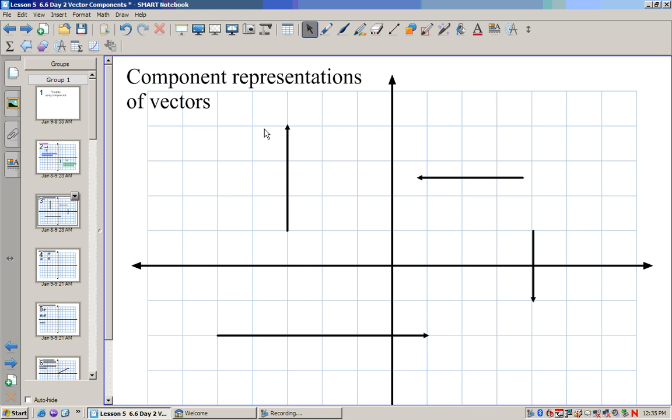Now let's label these. This one right here is going up 3, so that would be 3J. This one is going to the left 1, 2, 3, so it's going negative 3I. This one's going down 2, so it'd be negative 2J. And this one's moving to the right 1, 2, 3, 4, 5, 6, so I can call that 6I. So that's how we can name these vectors.